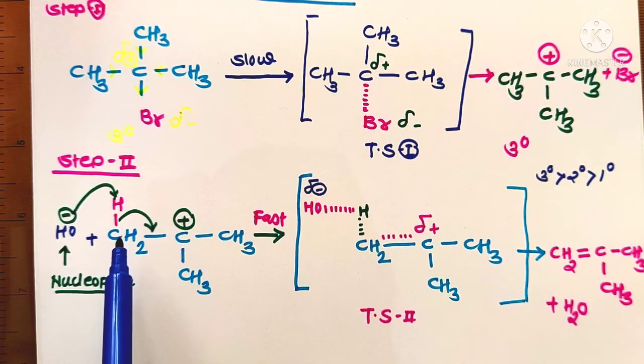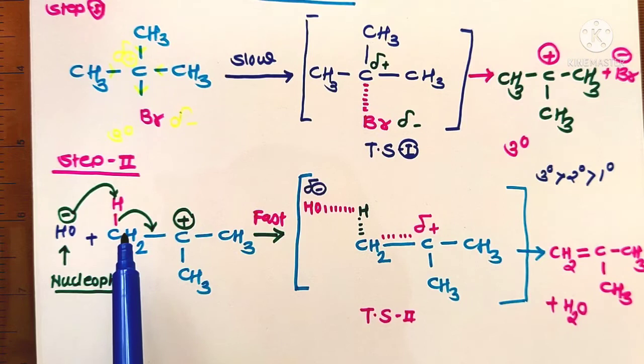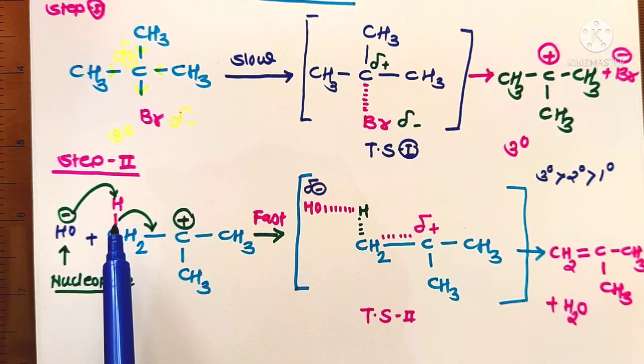In this reaction there are two steps, and the first step proceeds at a very slow rate. Therefore, this first step determines the overall rate of the reaction. Therefore, this reaction is known as an E1 elimination reaction. In the first step, that is the rate determining step, only the reacting molecule participates. Therefore, this reaction is also known as an elimination unimolecular reaction. That means in the rate determining step only the reacting molecule participates. Therefore, these are the E1 reactions.